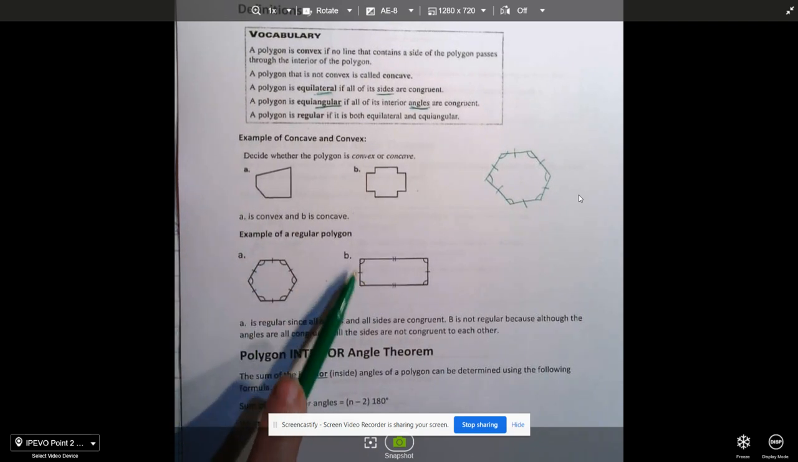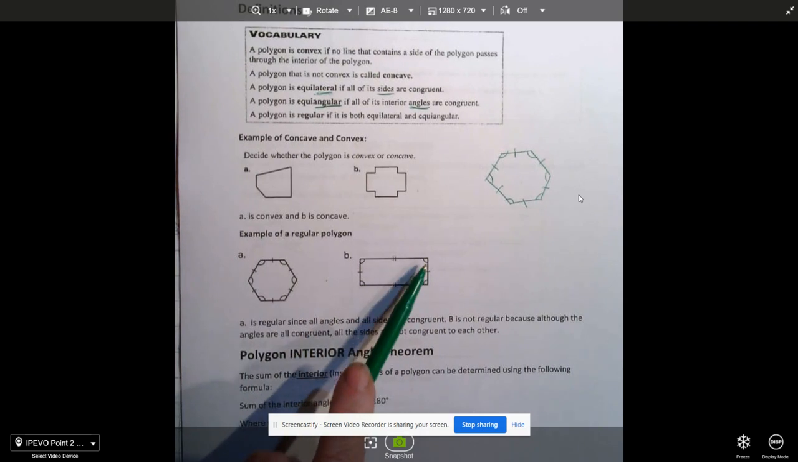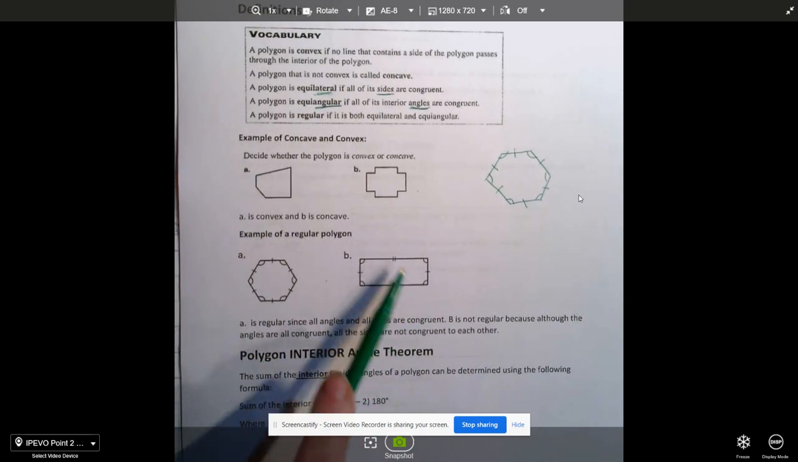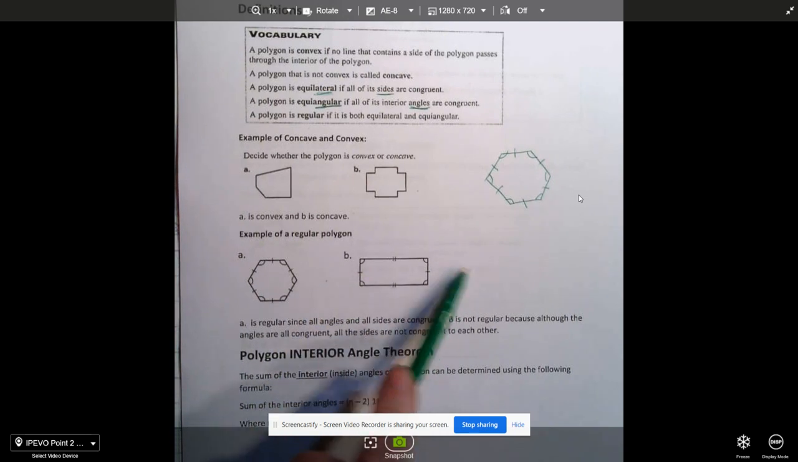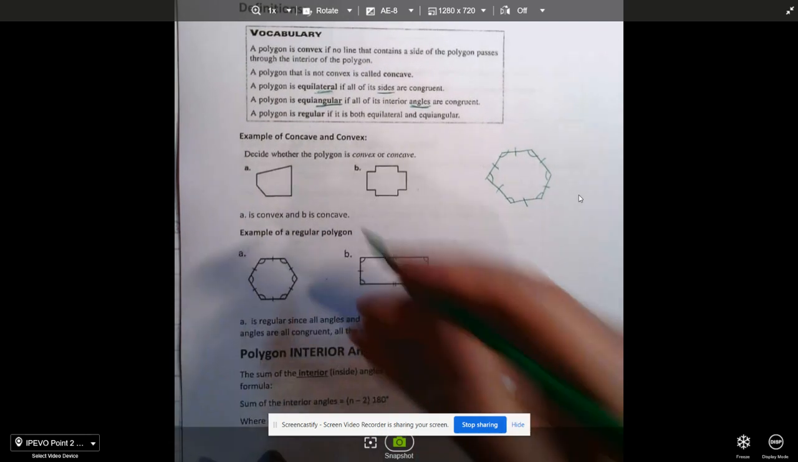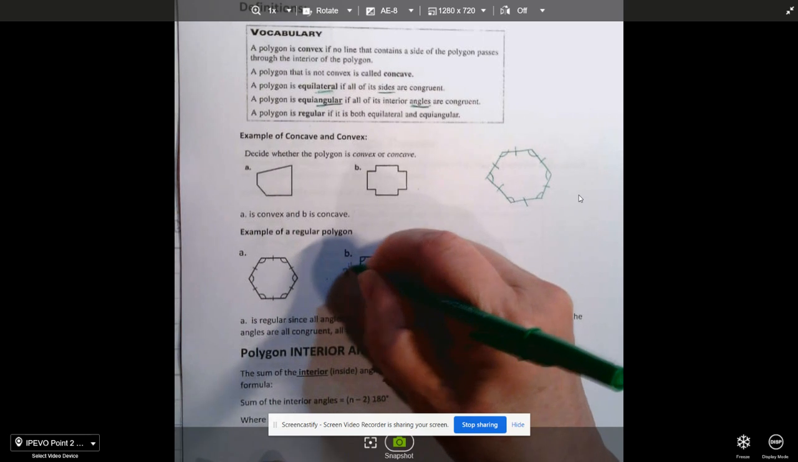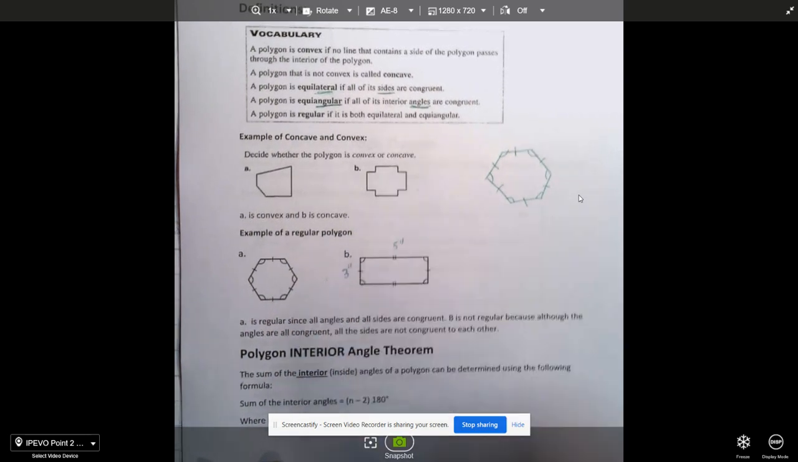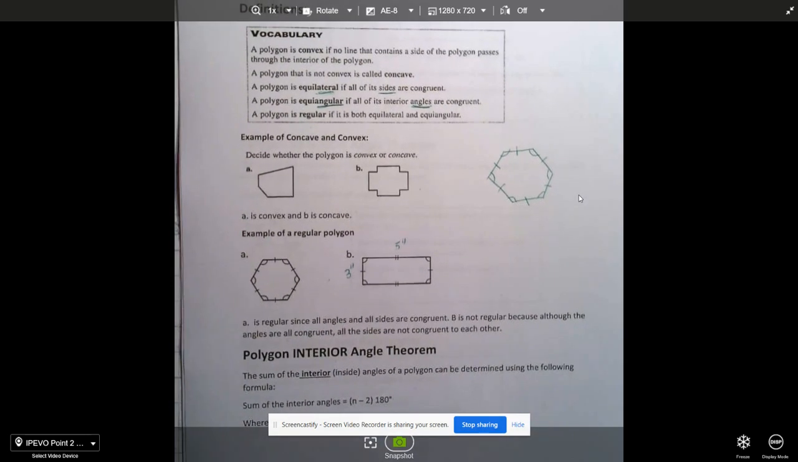B, well, all the angles are congruent because it's a rectangle, but not all the sides are congruent. The opposite sides are congruent. This is congruent to this, but they're not all the same. So for instance, this might measure 3 inches, but this might measure 5 inches. So they're not all the same. So this one is not regular.